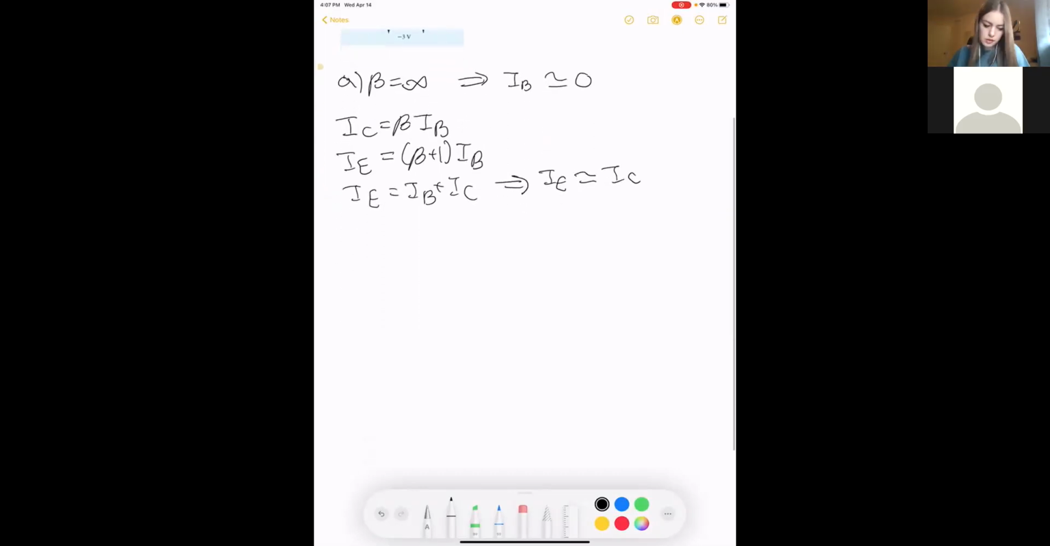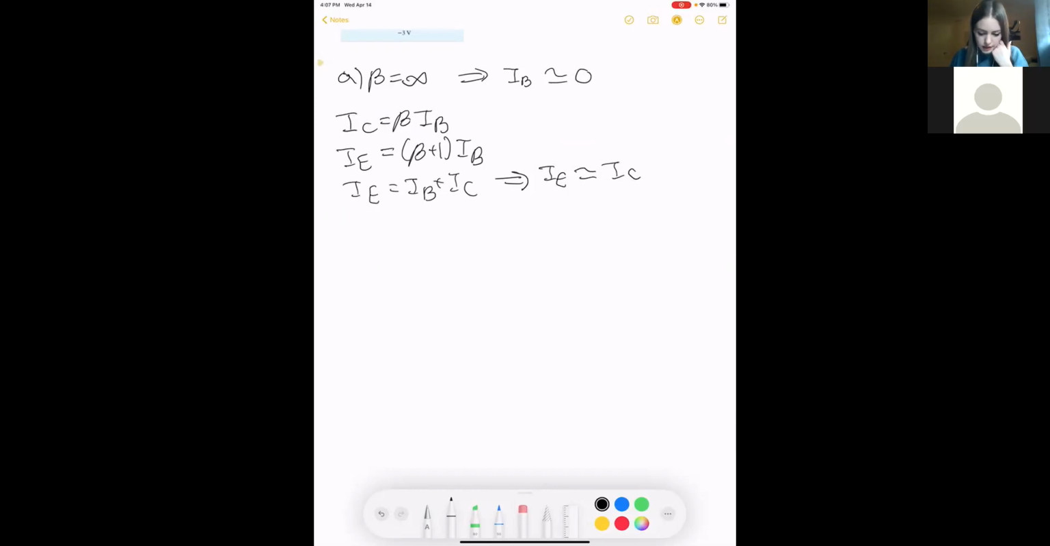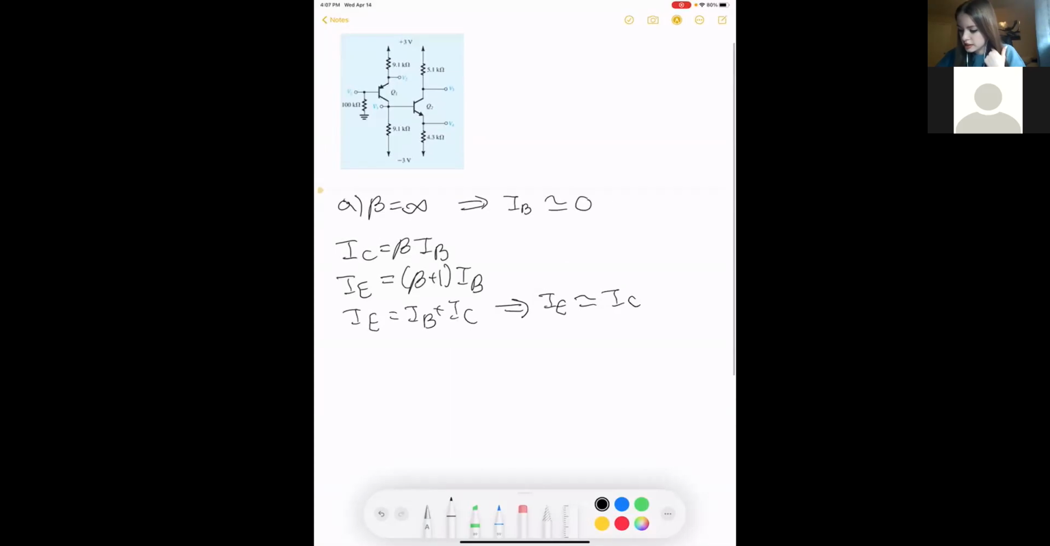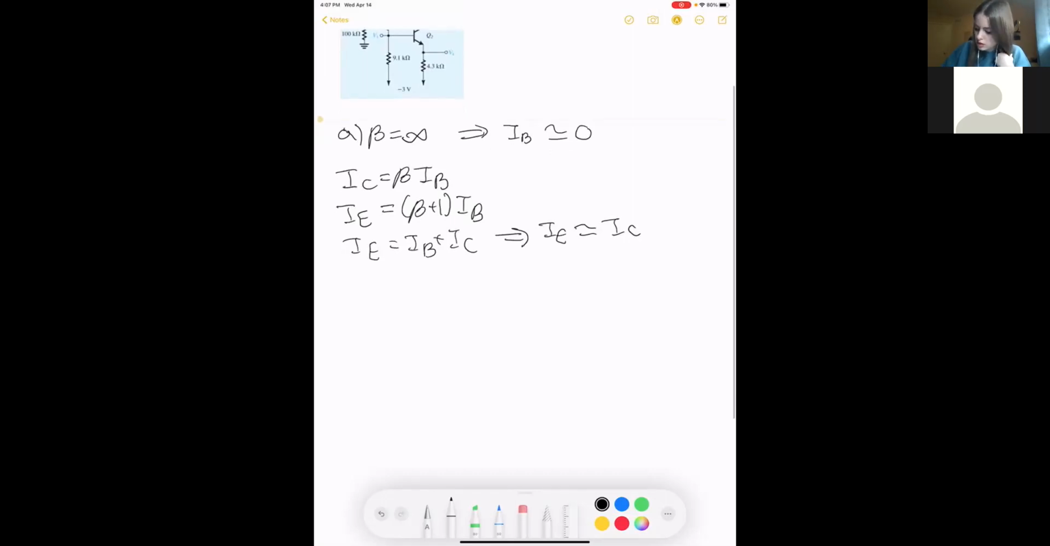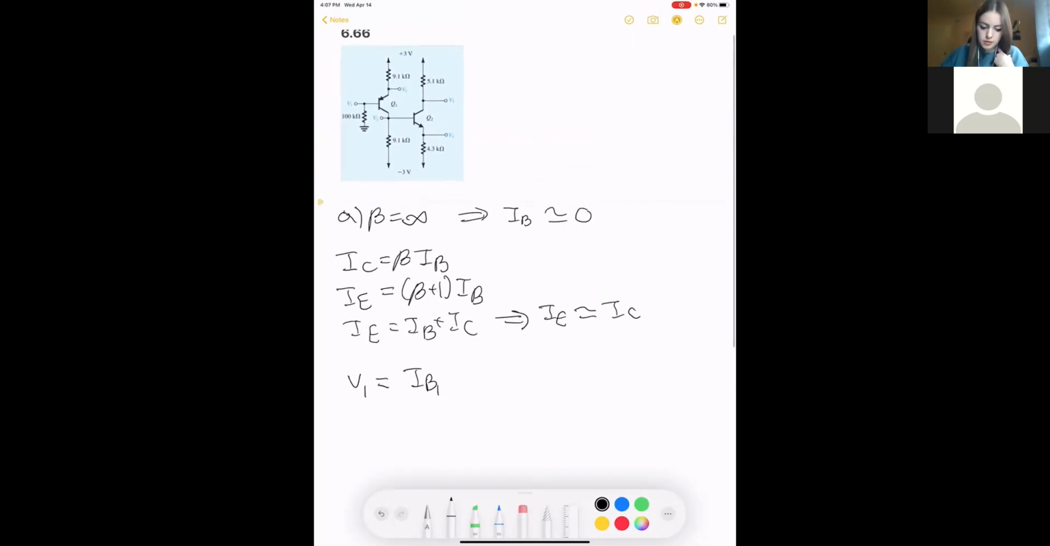We're going to start with finding V1. V1 is right at the base of Q1. So we know that V1 is equal to IB1, that's from Q1, the current going into the base of the Q1 BJT, times 100K. And we know that IB is around 0, so that's our VB1, and we can say that V1 is equal to 0.